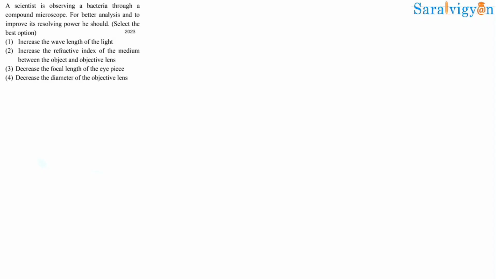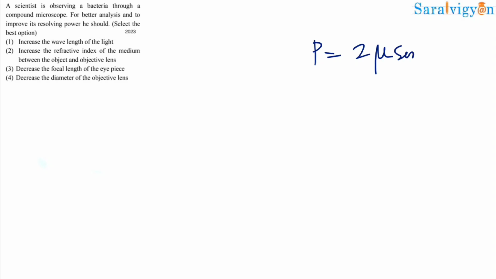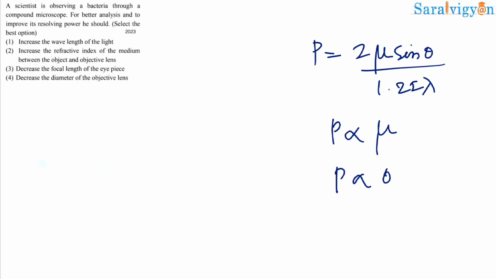In order to understand this, we just have to know the formula for resolving power. P is equal to 2 mu sine theta by 1.22 lambda. So with this information we know if to increase the resolving power, he should either increase the refractive index medium between object and objective lens, or he should increase the angle, or he should decrease the wavelength of the light used. So which of the option is given to us?